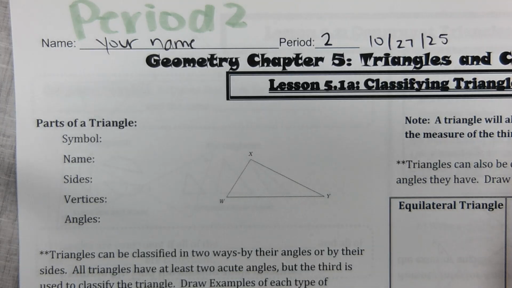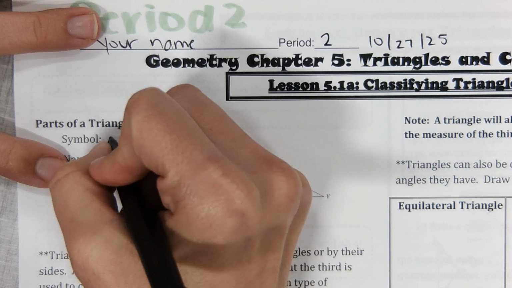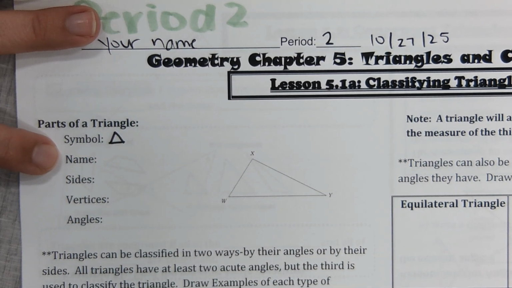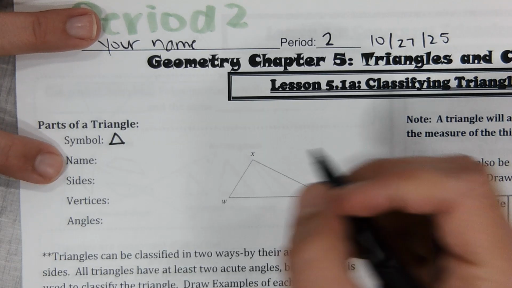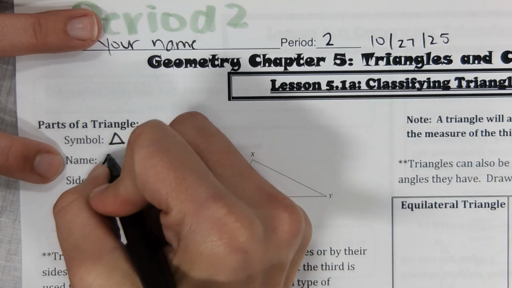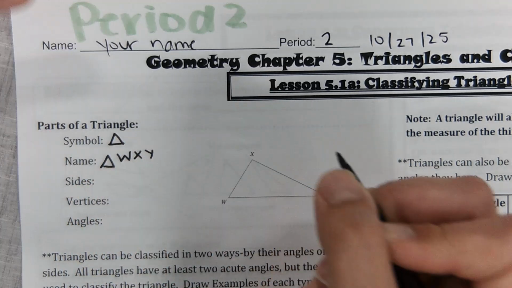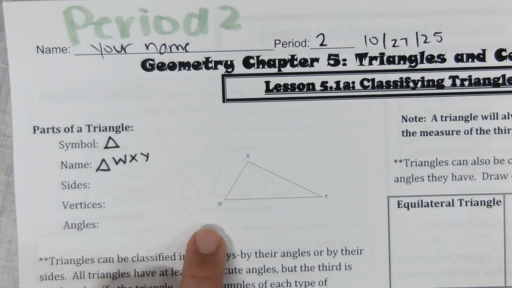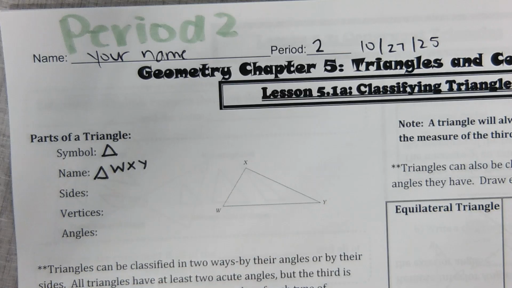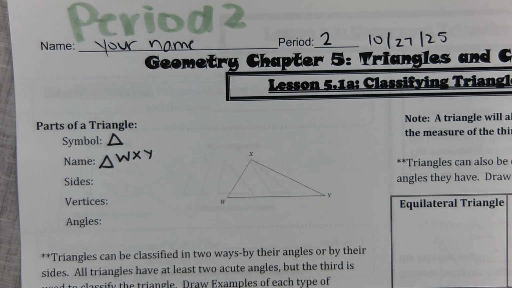So it starts with the symbol of a triangle, which you see when a triangle is named. This is a triangle, a three-sided shape, and the symbol we use is just a little triangle like that. Then to name the triangle, we name it by the points, the corners. So we name it triangle WXY. You have to name the points in order. You could go WXY, or counterclockwise, YXW, or start with XYW, but it has to be in order, like connecting the dots.